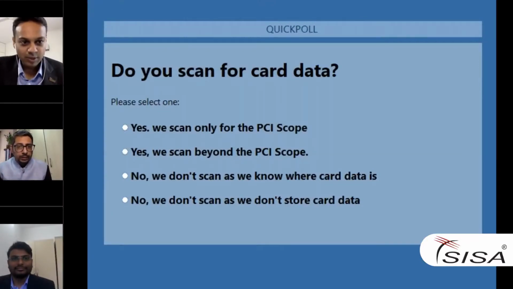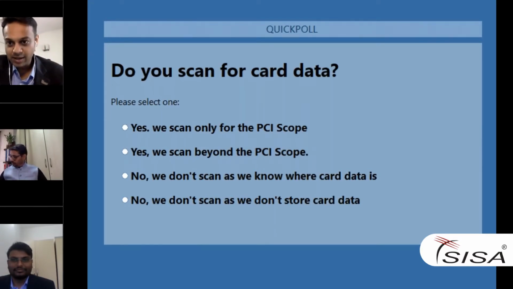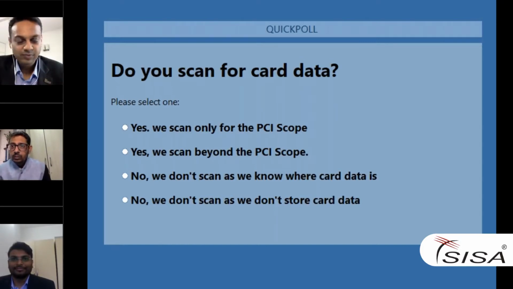Okay, so this is the third poll that we are running. People can say, do you scan for card data only for your PCI scope, or do you scan beyond PCI scope? How many of you scan where you know your card data is, or no, you don't scan, as we don't store card data? We'll give 30 seconds for people to complete this poll, and then we wrap up the session.